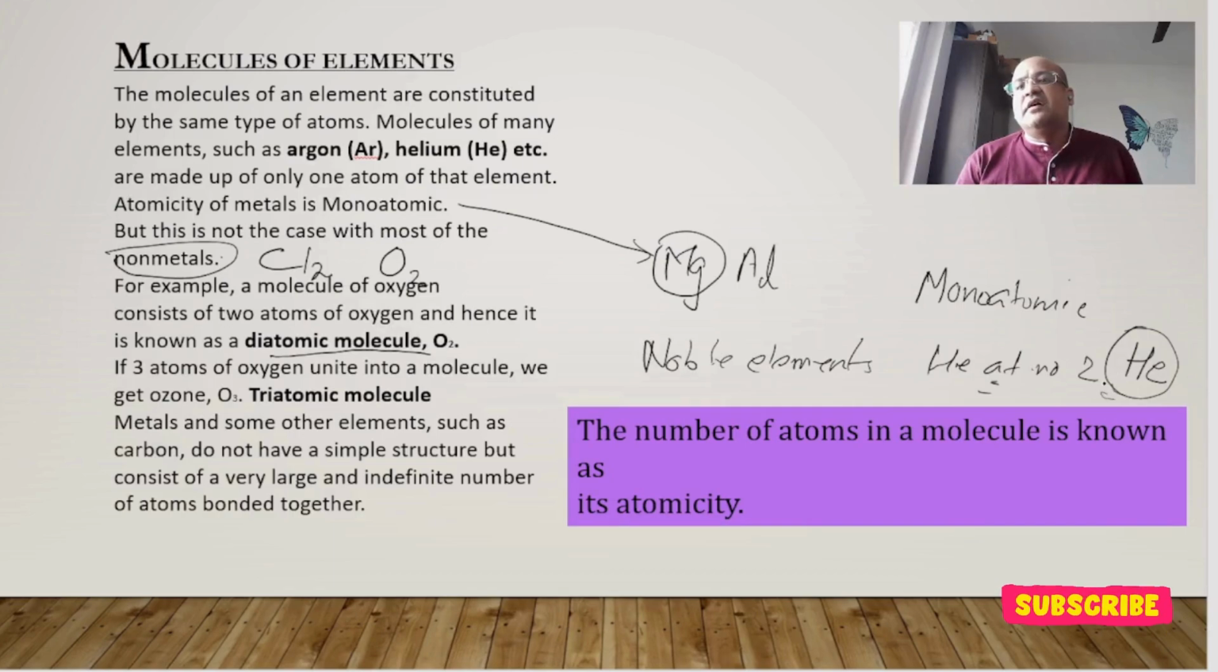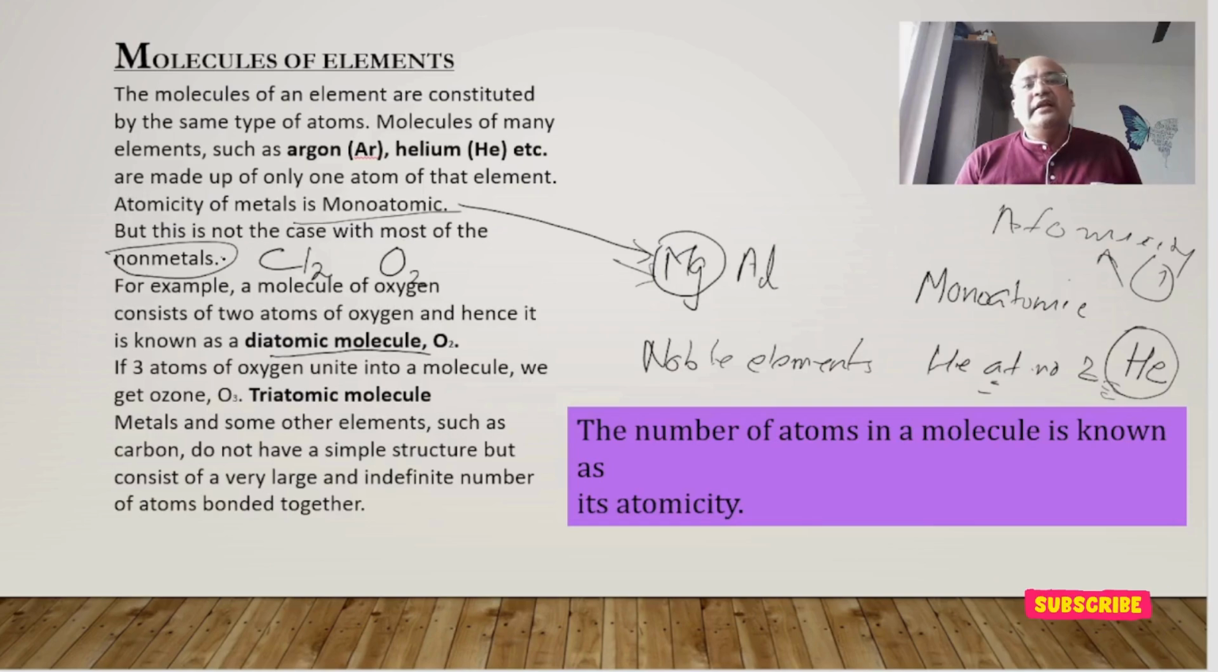If I take helium, how do they exist? They exist on their own as an atom, right? So they are made up of only one atom of that element. So what we talk about is the atomicity of this. What will the atomicity be? Atomicity will be one. It is monoatomic. Even the metals, you'll see that the atomicity will be monoatomic, right? Because individual atoms are there.